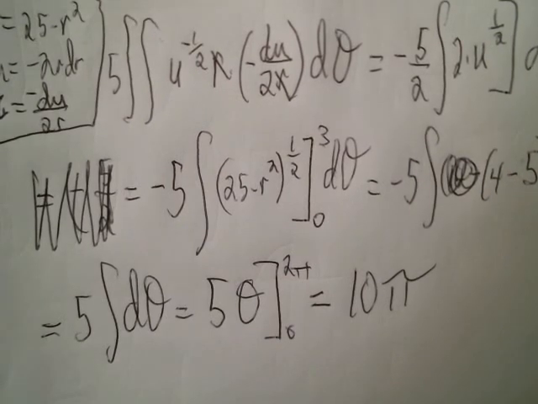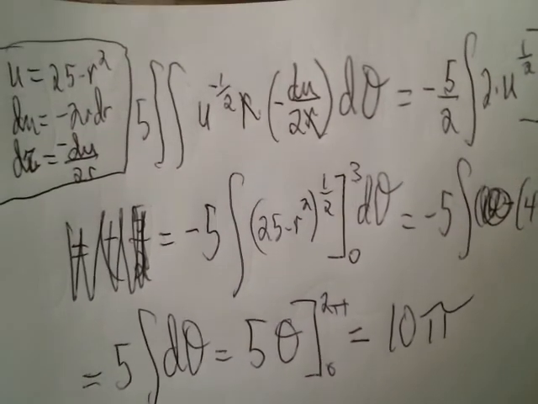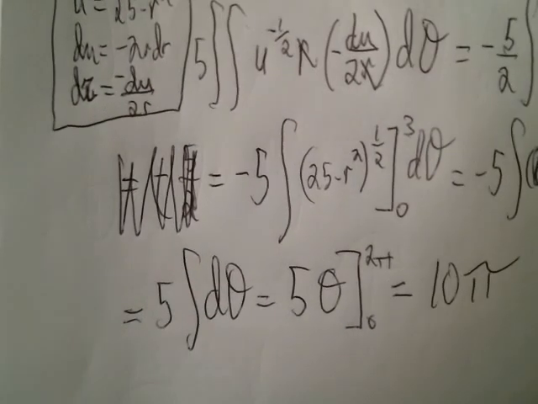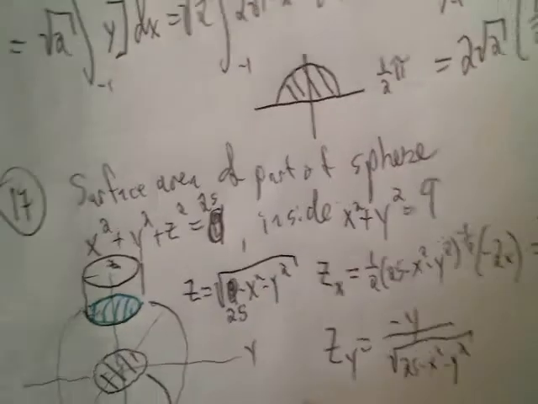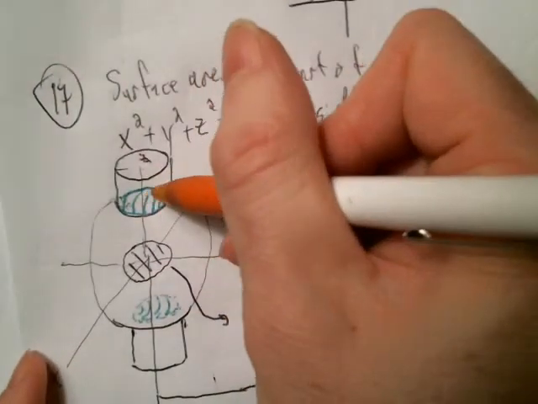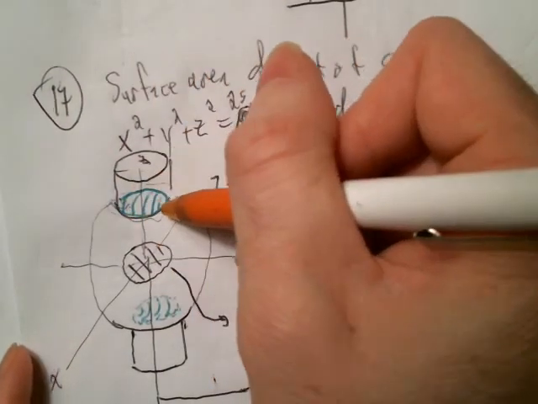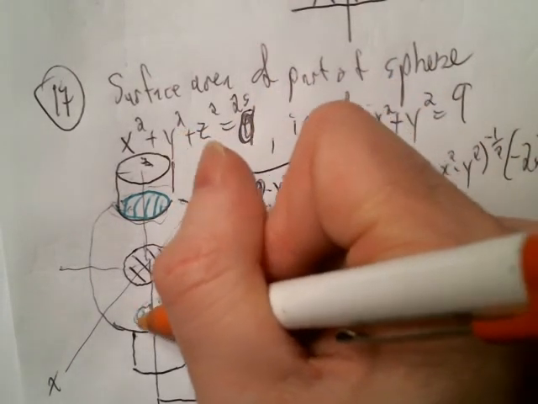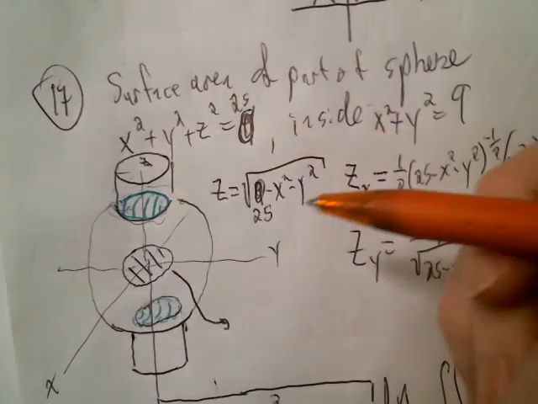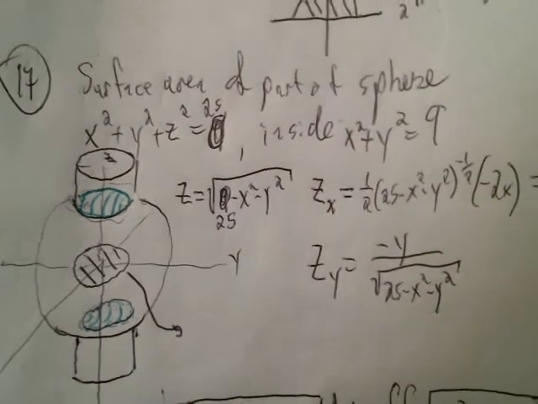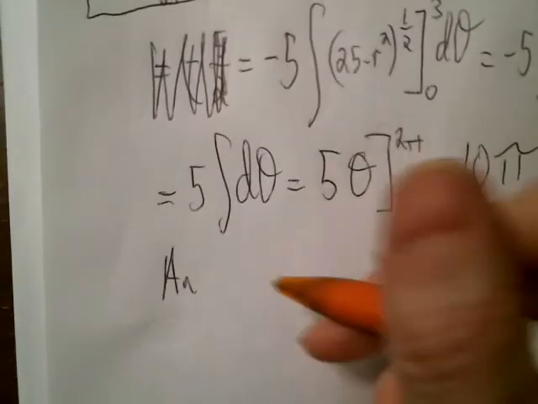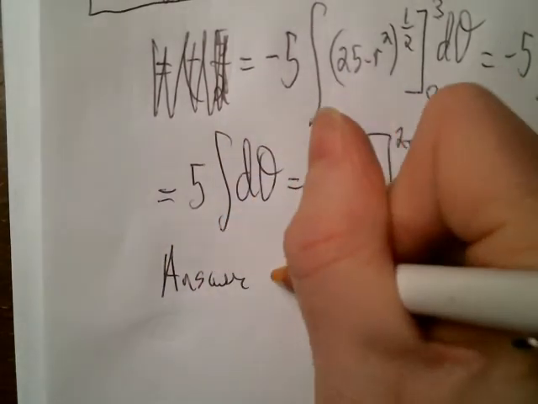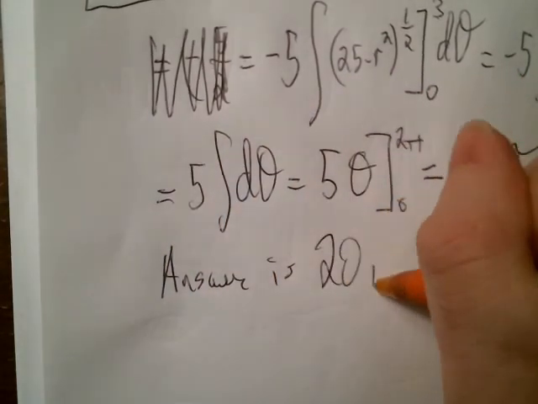Okay, so then you look in the back of the book and you realize it's wrong, right? It should be 20 pi. So why is it 20 pi? Well, it's because I set up my integral just to find the surface area of this top region. You still need to multiply by 2 because there's also this bottom region in there too. Okay, so multiply by 2, and your answer is 20 pi.